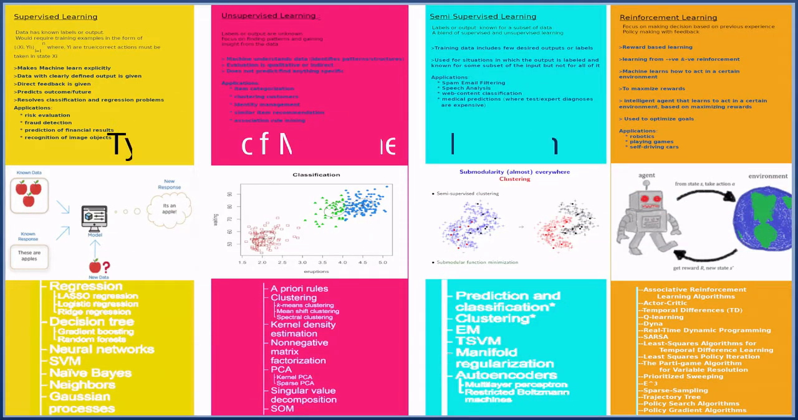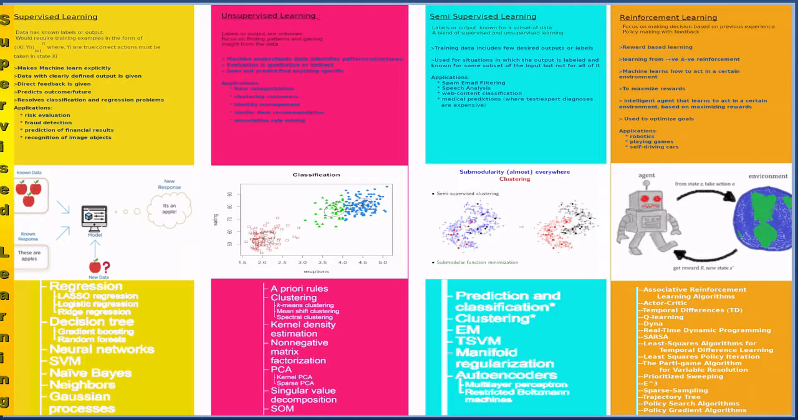In supervised learning, the data set has known labels or output to identify patterns or similar characteristics of group data. It requires training examples in the form of (xi, yi), with i ranging from 1 to n, where yi are the true or correct actions that must be taken in state xi. Supervised learning makes the machine learn explicitly. Data with clearly defined output is given.